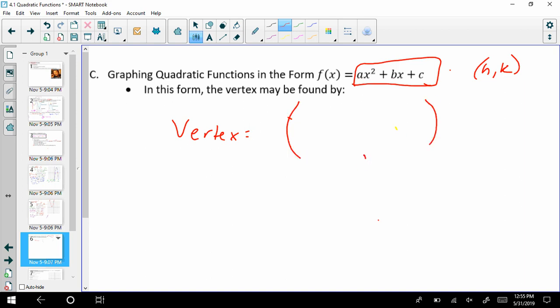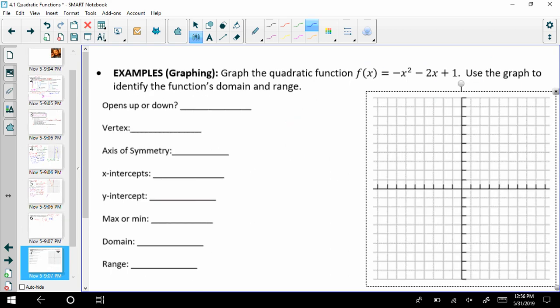And to do that, here's how you get the vertex from this form. It's going to be an ordered pair, but it's not h and k. To get the x coordinate, you are going to take negative b divided by 2 times a. This is kind of coming from the quadratic formula itself. Once you have the x coordinate, to get the y coordinate, you are going to substitute your x coordinate back in. That's what this means. Hopefully it'll make sense once we do an example.